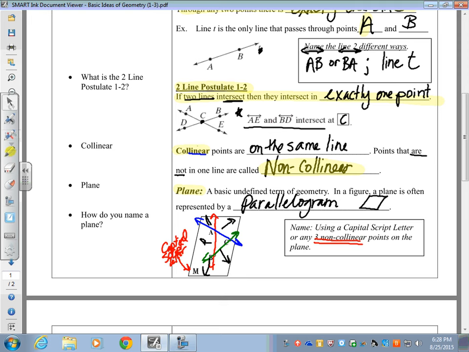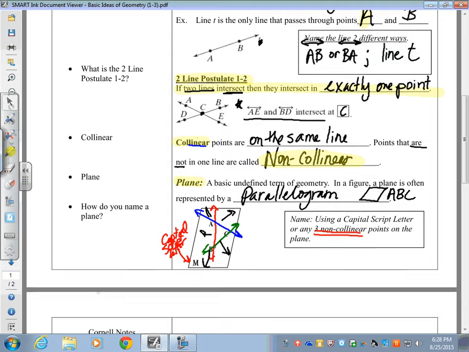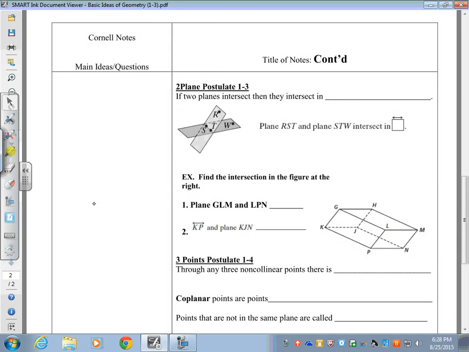Our symbol for plane would be the slanted rectangle, or basically the parallelogram, and you would name the plane based on the 3 non-collinear points. So this plane would be plane ABC. All right, so let's flip it over. Let's finish the back real quick.